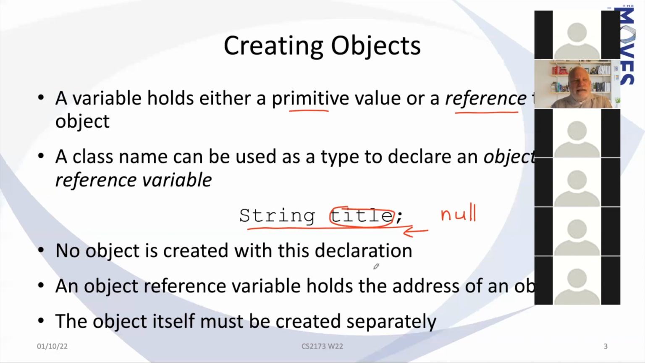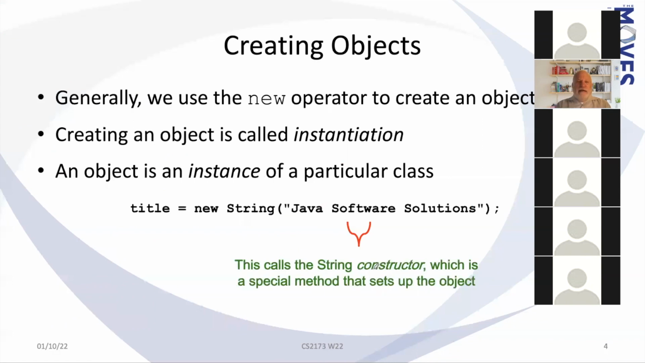That's technically, that's sort of correct. It's correct enough for where we are right now. So we'll kind of look at that. The main point here is that the object has to be created separately. The most common way that we create an object is with the new operator, and that is called instantiation. Sometimes we will refer to something as an instance of a particular class. So for example, after we've declared title to be a string, here we are now instantiating it.